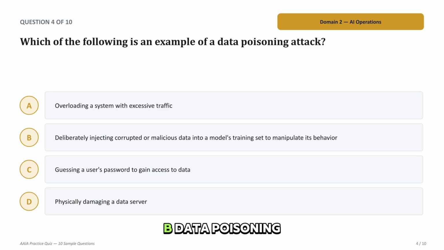The answer is B. Data poisoning shows up constantly on this exam because it sits right at the intersection of AI operations and audit evidence. You need to know what it is and how an auditor would detect it.